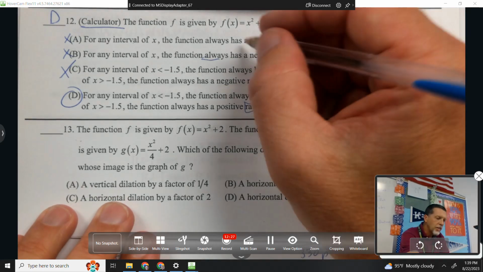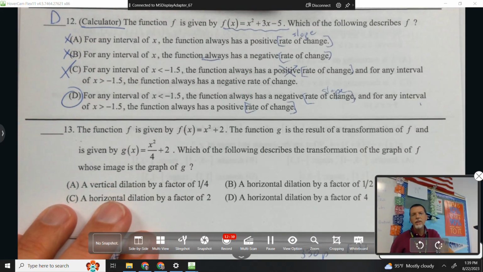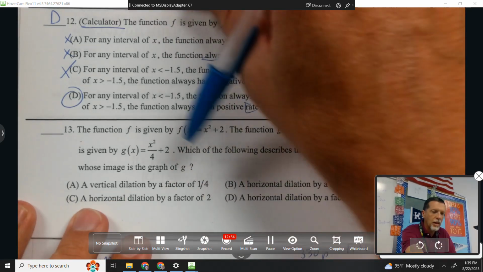So you can easily see how that didn't really have to be a calculator question. We could give you a graph with points labeled and you could go for it from there. Ask the same questions.